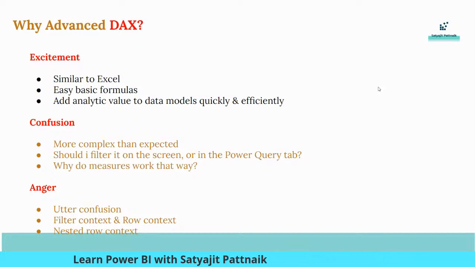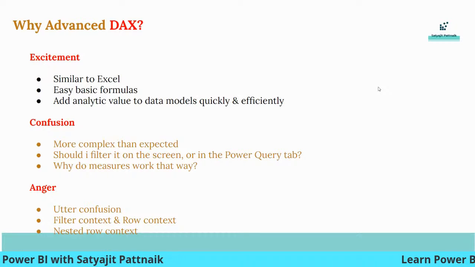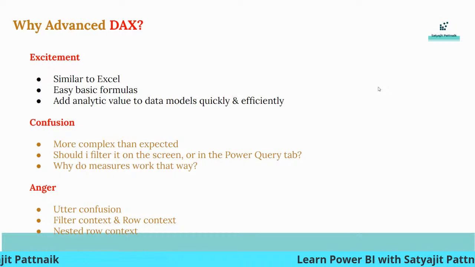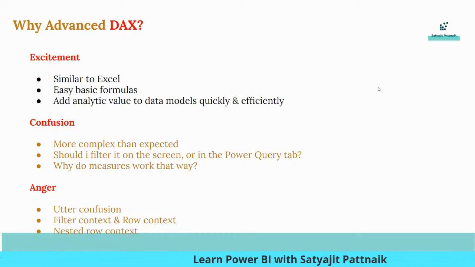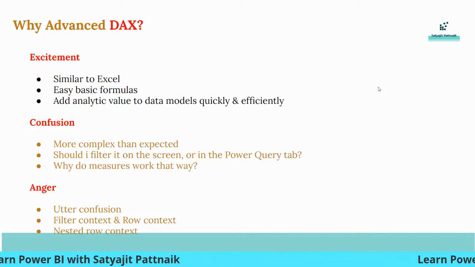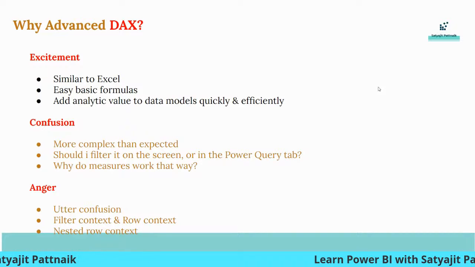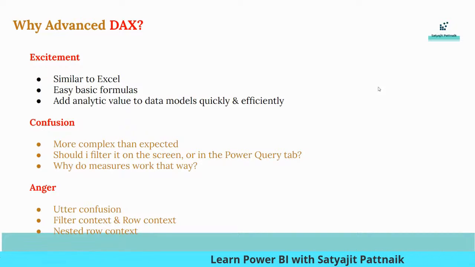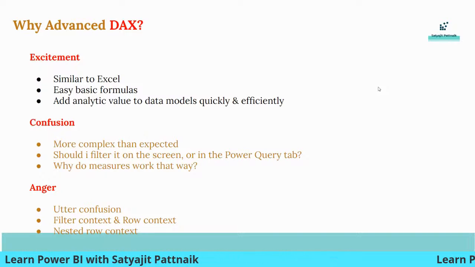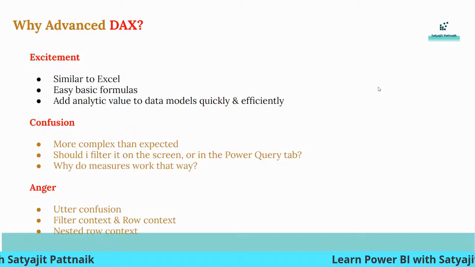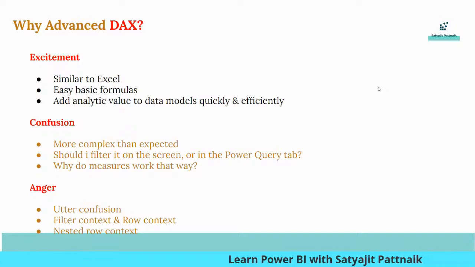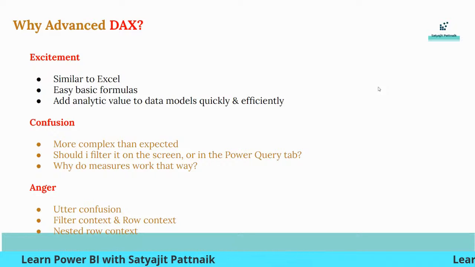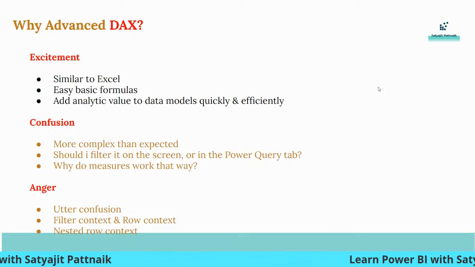This is a generic sentiment which gets started from the developer's point of view. It starts with an excitement that DAX is going to be very similar to Excel. It has basic formulas, adds analytic value to data models quickly and efficiently. Then comes the next stage when you get started working on real ground level data. Then starts your confusion. It's getting more complex than expected. Should I filter it on the screen or should I use it in the Power Query tab? Because I showed you multiple ways to do it, right?